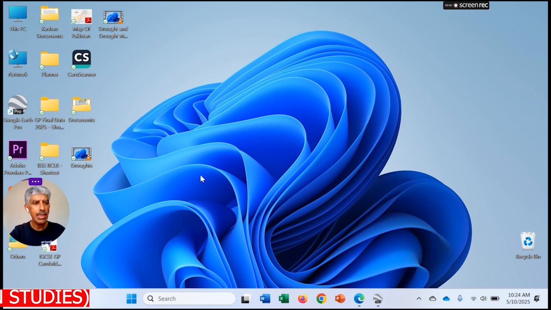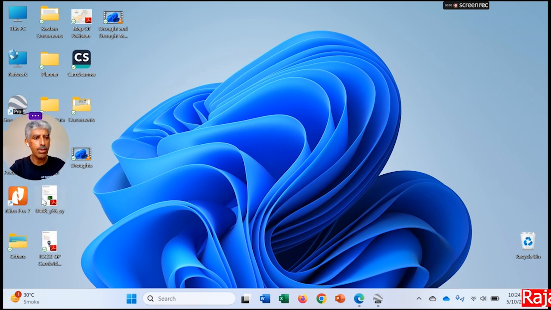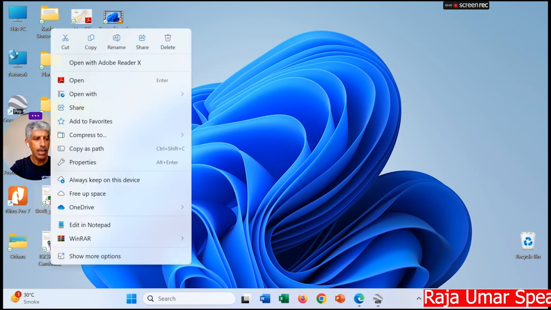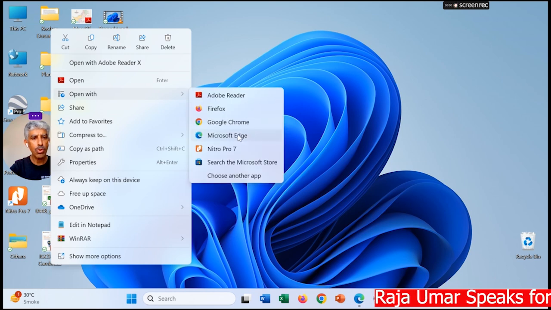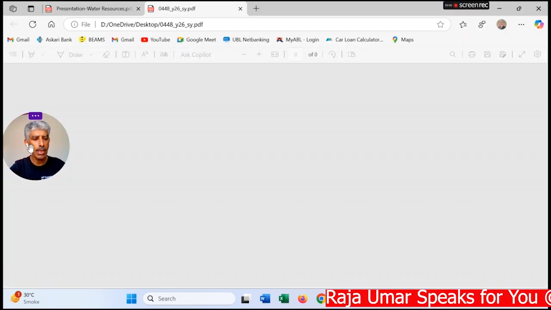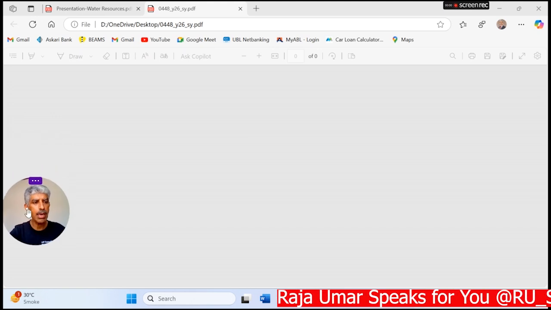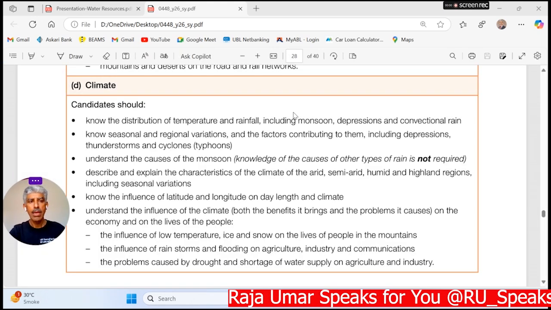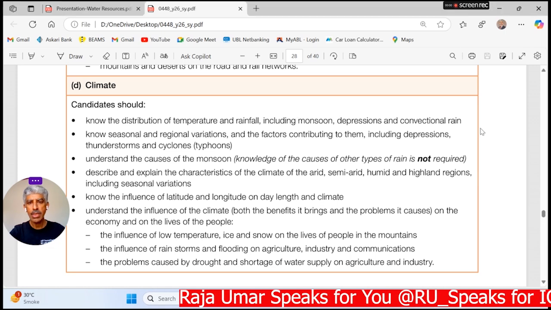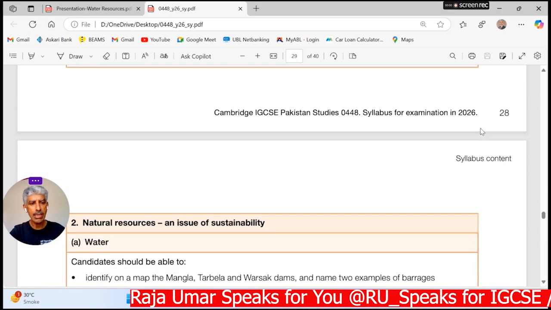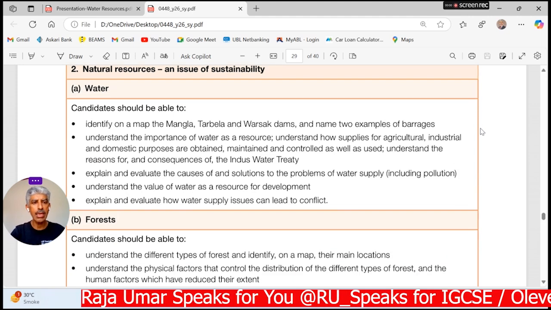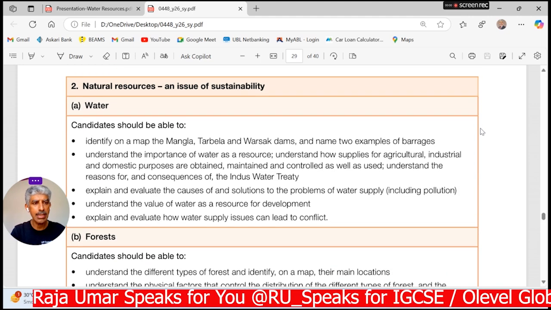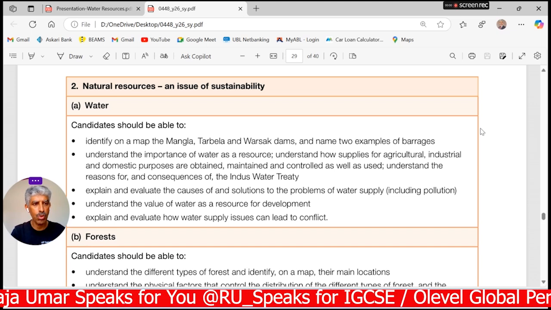So I want us to discuss the Cambridge syllabus as well, so that we can work on the unit of water sources. I just want to open up the syllabus first over here, to clear things up for you regarding the Cambridge syllabus. Here you can see on your screen the climate. We are done with it, and now moving on to the next one, that is natural resources and the issue of sustainability. You can see that right at the top, part A is given as water sources.